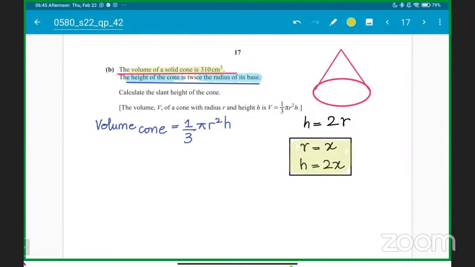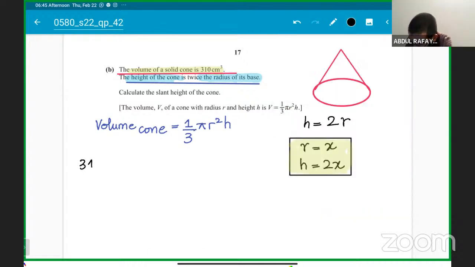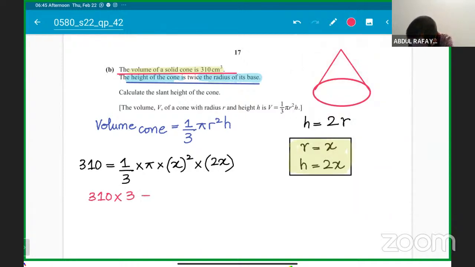What we have to do now is apply the volume to get the x value. So 310 centimeter cube is 1 over 3 into pi into radius squared, that is x square, into height, that is 2 times x. So let's simplify. It will be 310 times 3 equals pi times x into x square into 2, so 2 pi x cube.